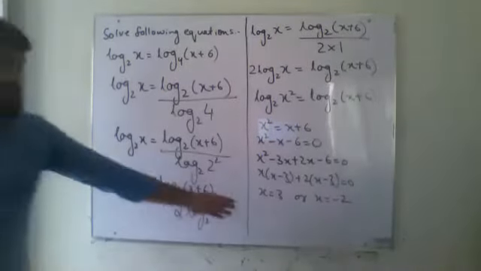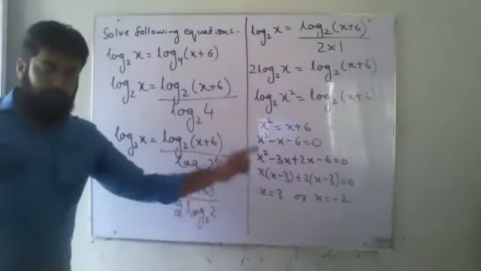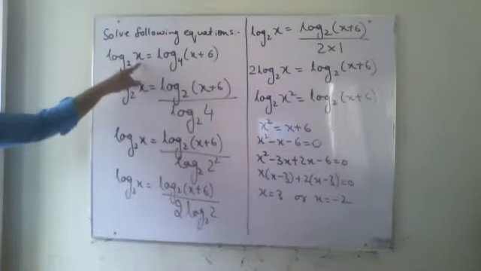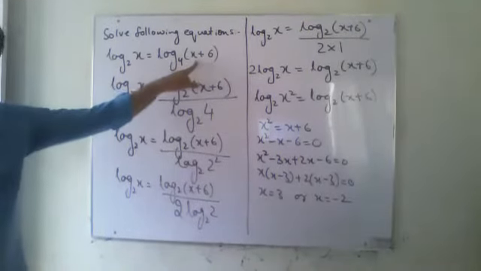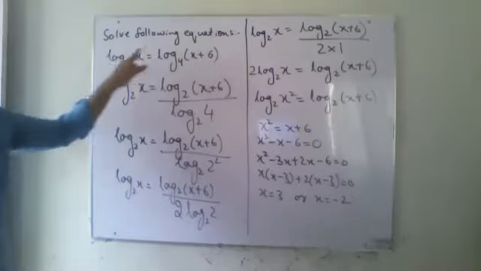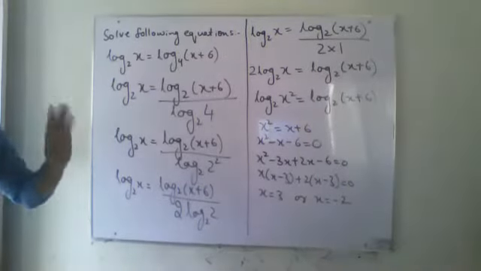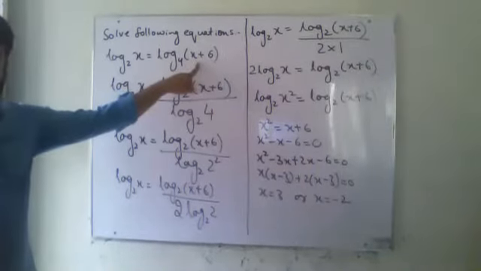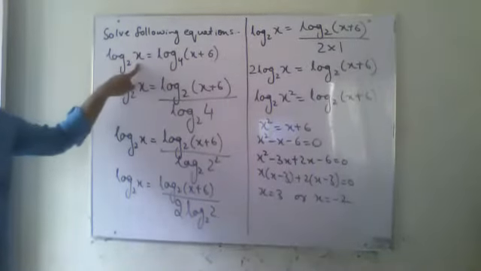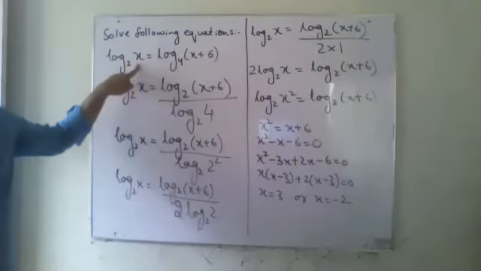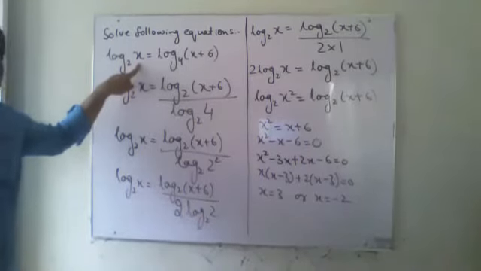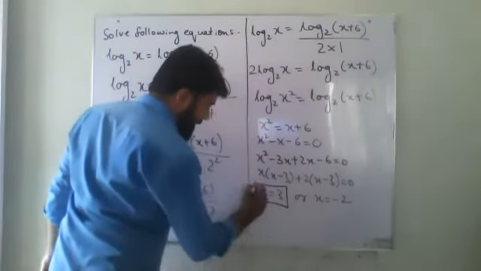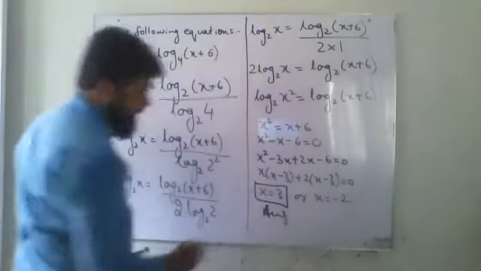Now, which one is applicable? When I plug in 3 over here, that is applicable because both will be positive. But if I plug in minus 2, this will be positive, but this will be a negative multiple, and log of a negative number is not possible. So this is my final answer.